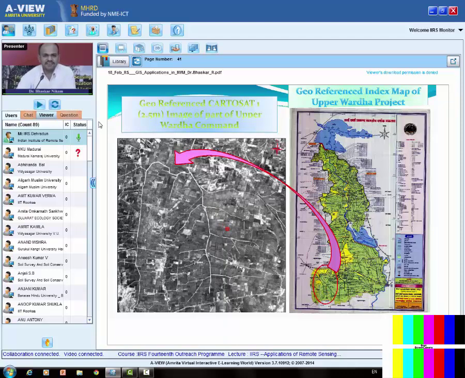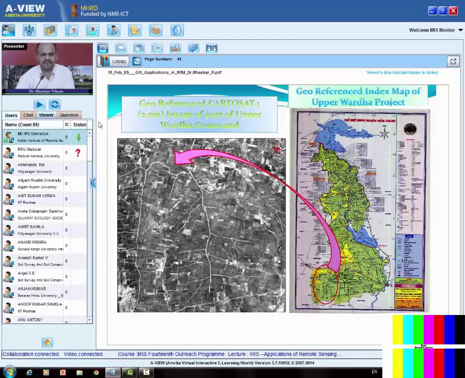So if the land is under irrigable command area, the farmer will get water from this minor, and if it is not, he will not get. So you can see this is Cartosat 1 data of the same area, and you can see how good the canal network is coming out. So now I have to convert this image into a database.